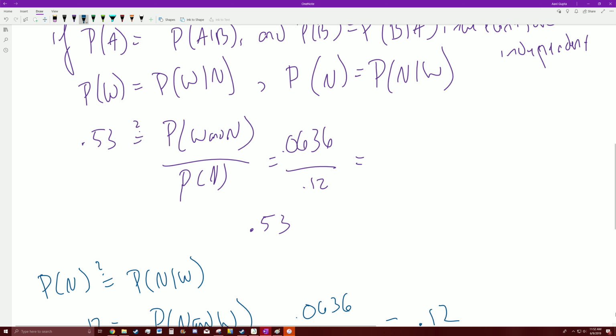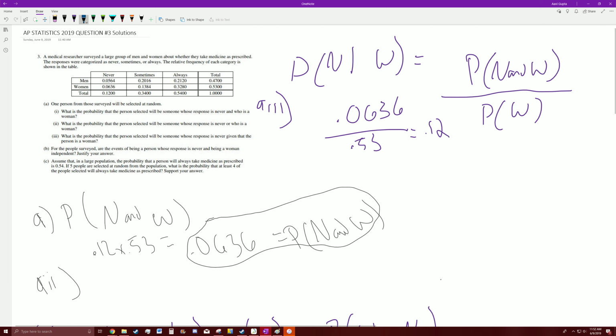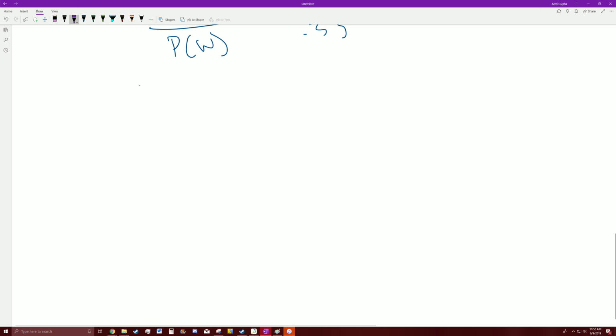Now another way to go about doing this is, let's reread the question. It says, are the events of being a person whose response is never and being a woman independent? So this was a little suspicious because simply person could mean men and women. So now I'm thinking, what if we state P of never? We know this to be 0.12. So let's find the probability that it's woman given never and the probability that it's man given never. And let's see if these are equal to 0.12, then we are good.